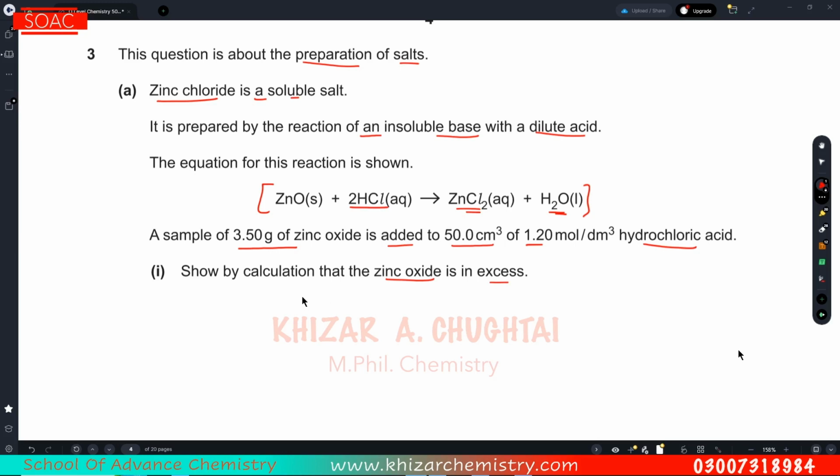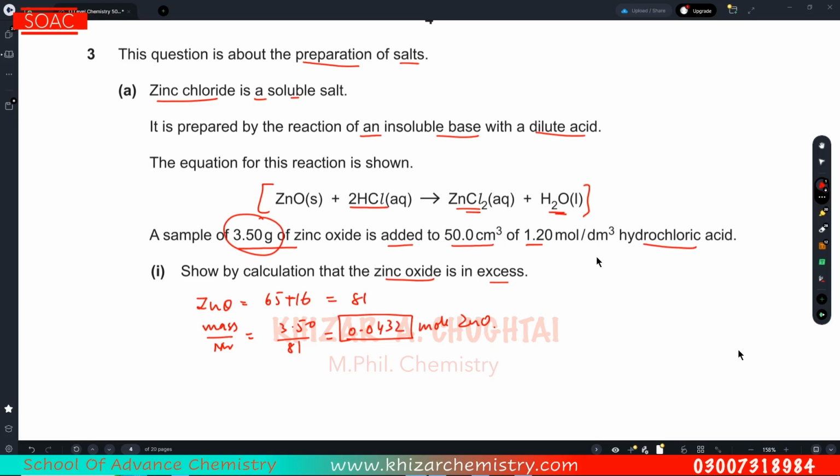First of all, you need to find the mole of both species. Zinc oxide, what is the Mr of zinc oxide? Zinc 65 plus 16 is the mass of oxygen. Overall mass is equal to 81 gram. And the mole of zinc oxide from 3.5 gram, I mean mass over Mr. 3.50 divided by 81, and the answer is 0.0432. That is the mole of ZnO used.